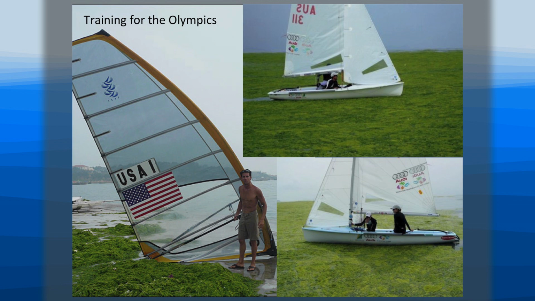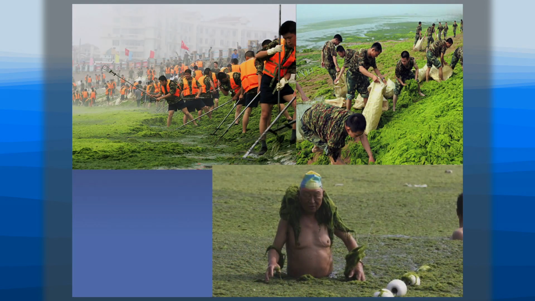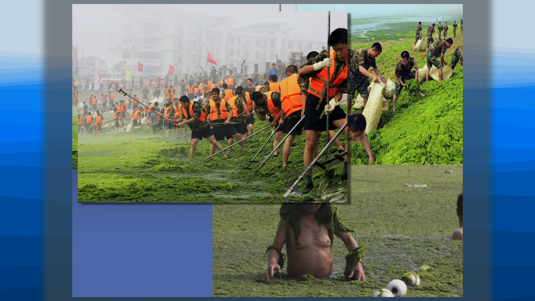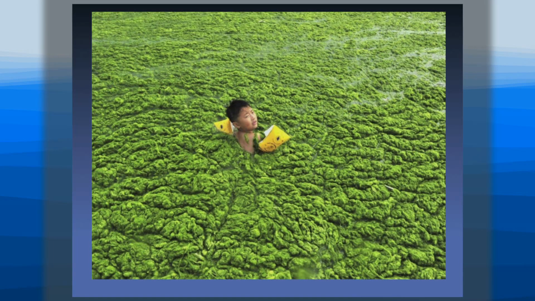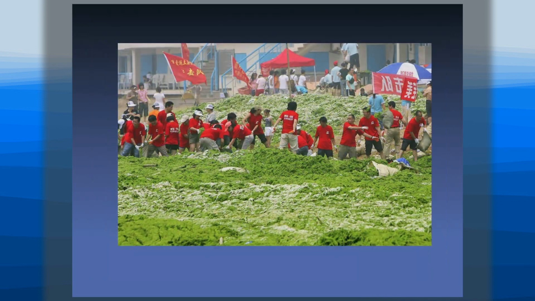This is one of our windsurfers or sailors trying to sail in this incredible green tide, and it was so massive that the government had to bring in 10,000 soldiers, many of which you see here, a lot of people from the city of Qingdao, and I'll just show you some pictures to show you the scale of this phenomenon.